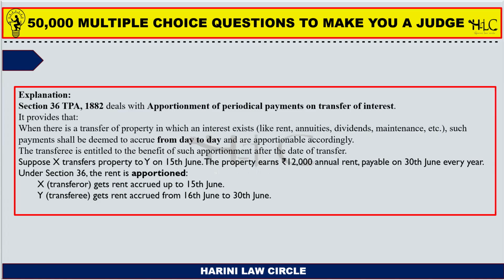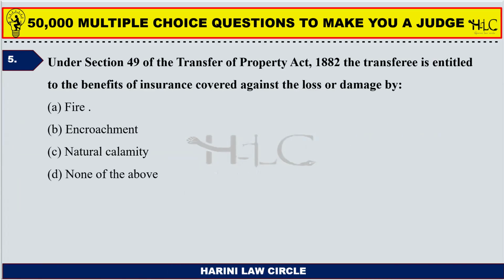Suppose X transfers property to Y on 15th June. The property earns 12,000 annual rent payable on 30th June every year. Under Section 36, the rent is apportioned. So I request you to read the example for a minute so that you will get a better understanding.